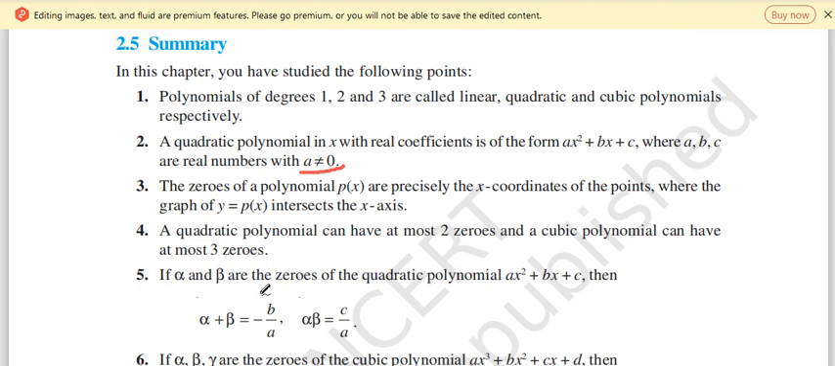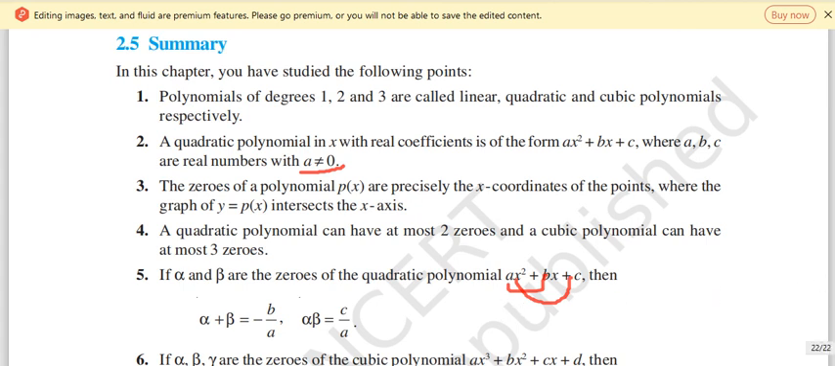If alpha and beta are the zeros of the quadratic polynomial ax square plus bx plus c, then alpha plus beta, the sum of the zeros, is minus b by a. The first is negative, the second is positive, the third is negative. So all odd are negative, all even are positive.